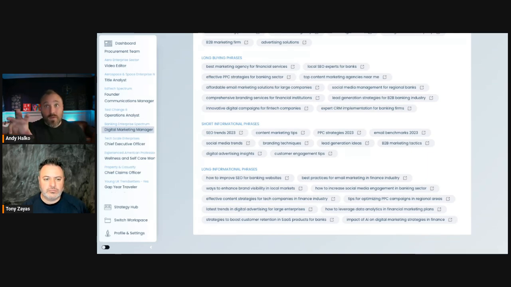People are moving towards a model where they're searching longer phrases like comprehensive branding services for financial institutions. It's not going to have a ton of searches, but for the person that searches this, when they actually click on a link, they're going to be a high intent buyer because it matches who they are, what they're looking for. And so one of the things that we shift the paradigm is not just focusing on the numbers, but again, focusing on the mindset.